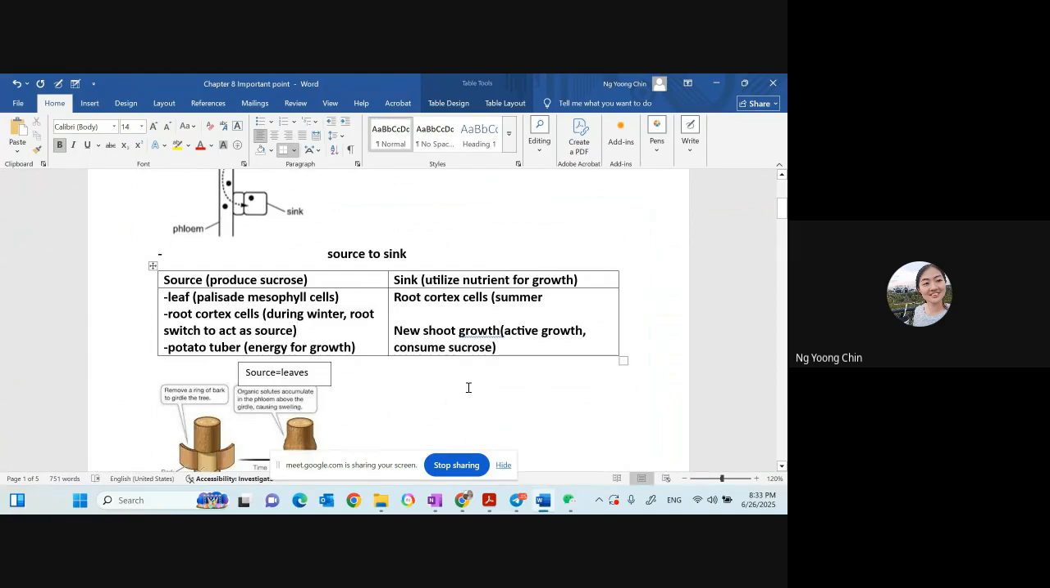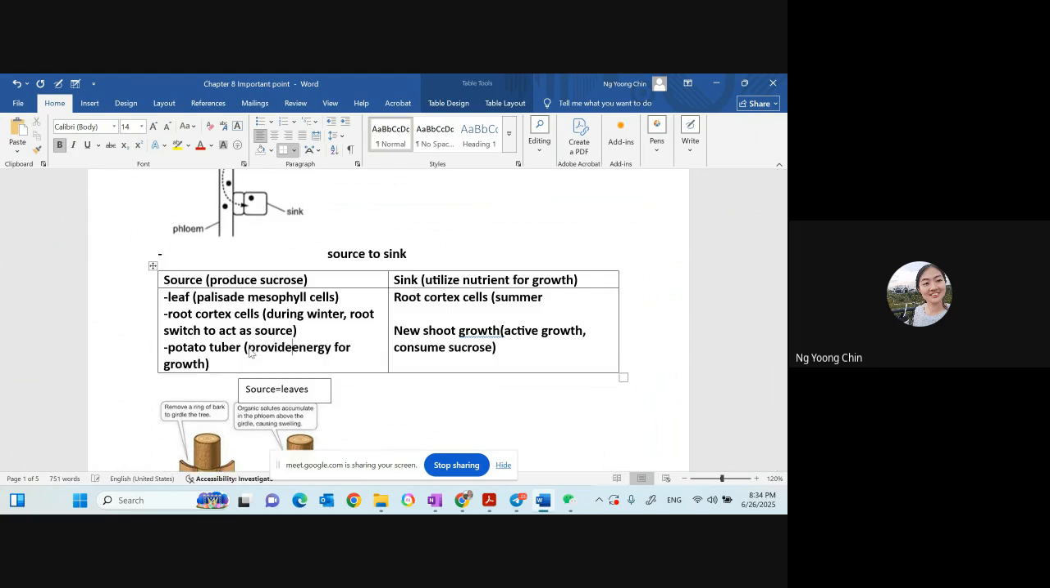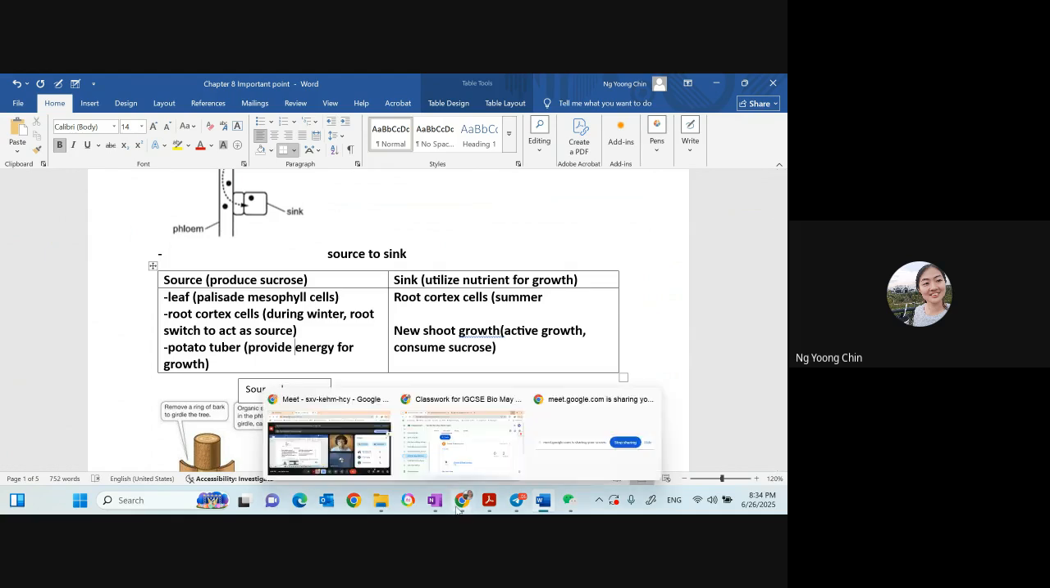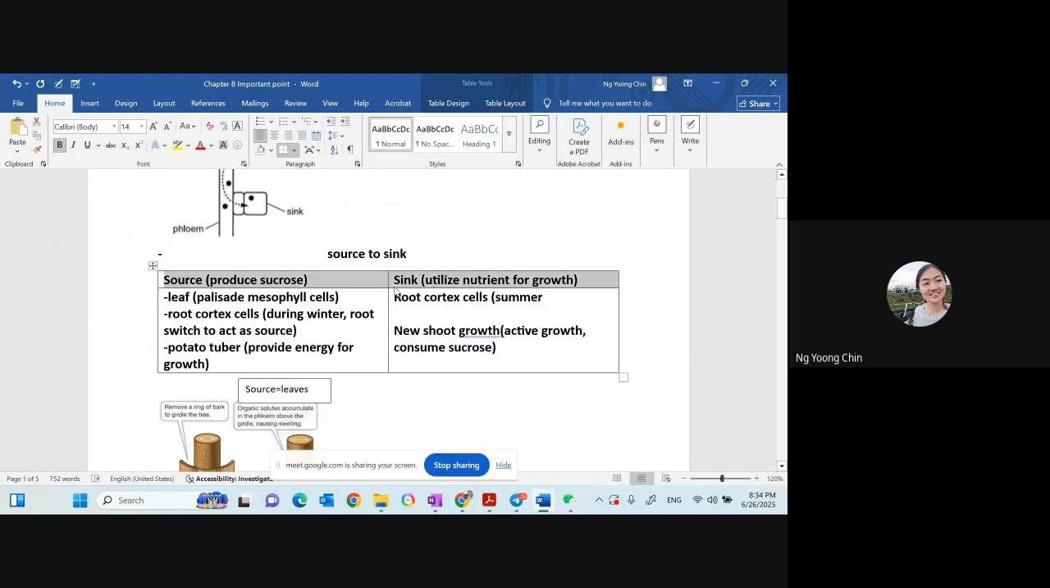I did not say it here, it's okay, later I'll add it on. This is just for you to memorize. For the leaf, root cortex cell and the potato tubers, the tubers are the source, because potato tubers help to provide energy for growth. The sinks refer to the new shoot, or any new organs growing in the plant, because they are actively growing, so they will be consuming the sucrose. So this is the difference between them.